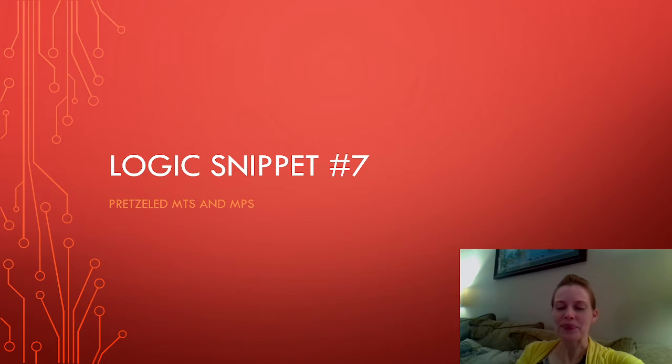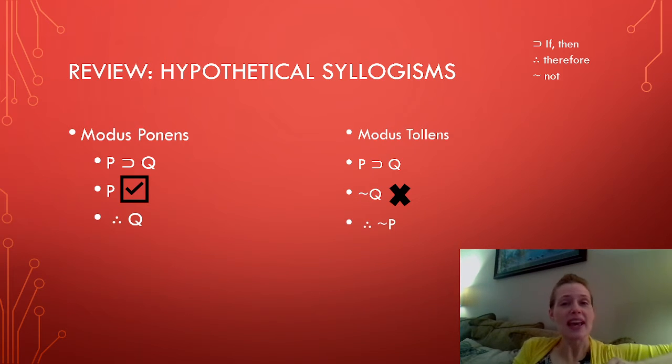So here we go. Number 7, this is a review of hypothetical syllogisms and a look at some of the fallacies associated with them. So, as a review, in the top right corner, you can see the symbols again. The little sideways U means if then, the dot dot dot therefore, and the tilde not. So let's look at these two again as review.